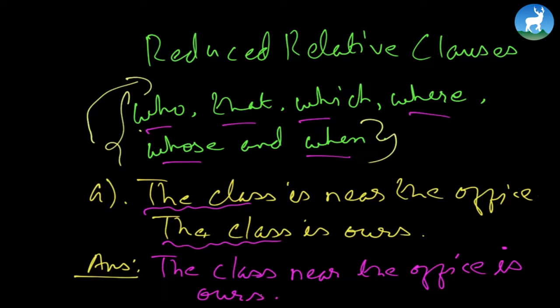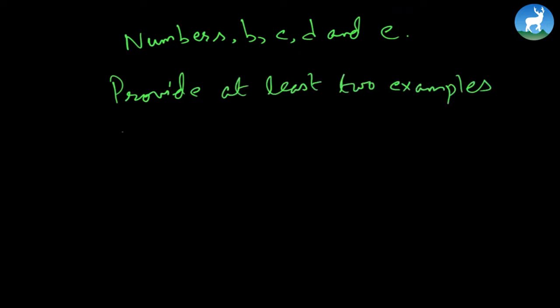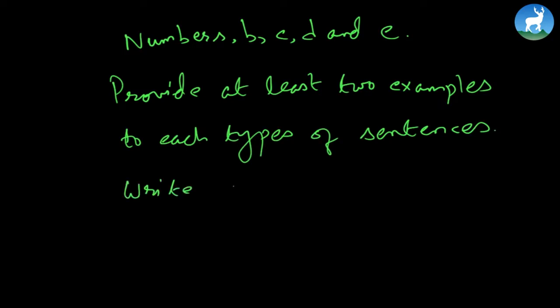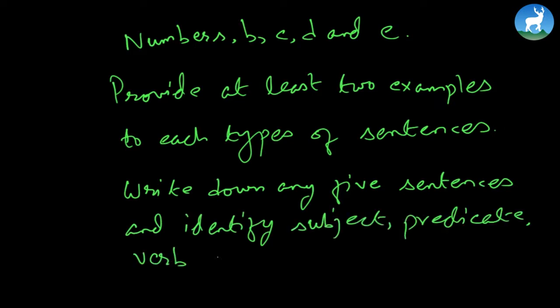The rest of the exercises, B, C, D, E, follow the same rule, and I give them to you as homework. But also make sure to provide examples, please. Provide at least two examples for each type of sentence. And also write down five sentences and identify the subject, predicate, verb, and object.